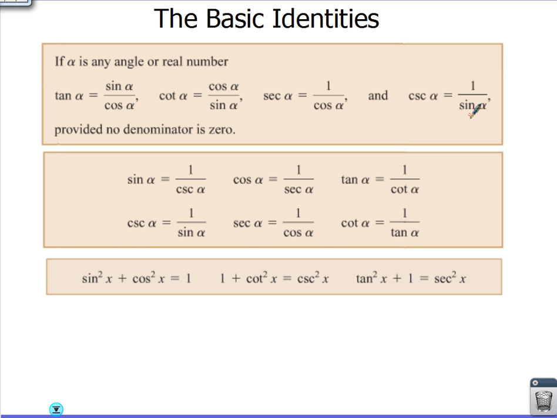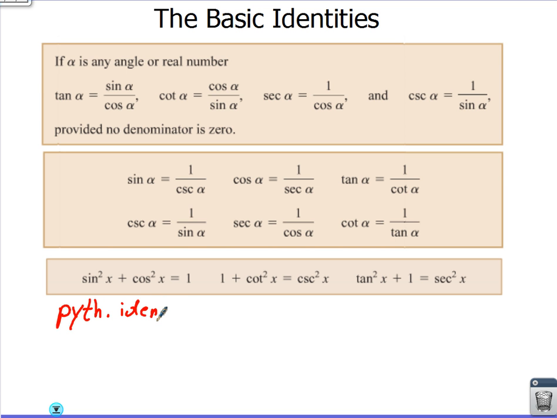And those kind of flow right into the second one. Now, here are your reciprocal identities. We've already discussed those. Sine is 1 over cosecant. Cosine is 1 over secant. Tangent, 1 over cotangent. And then the opposites of those. Okay, all work. And then you have what's called your Pythagorean identities.